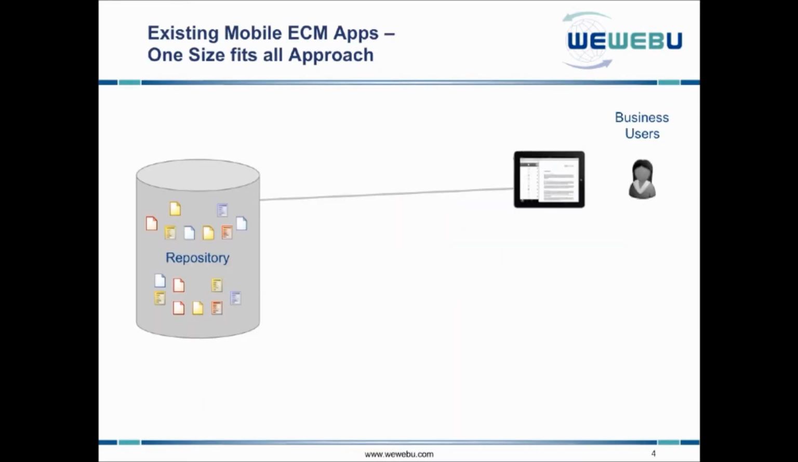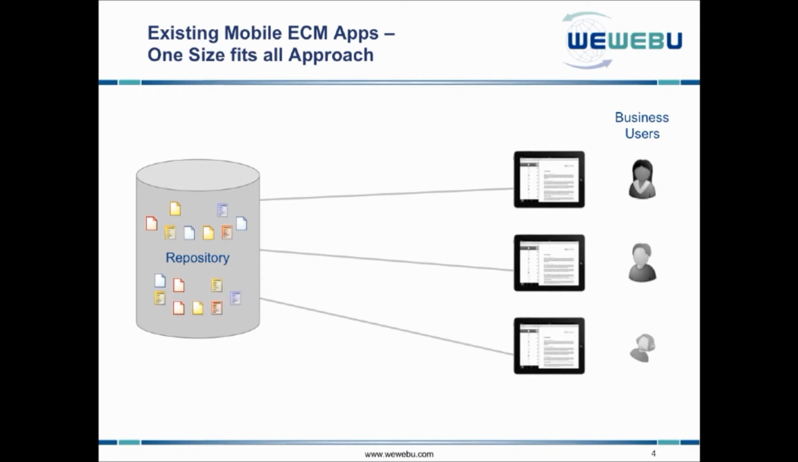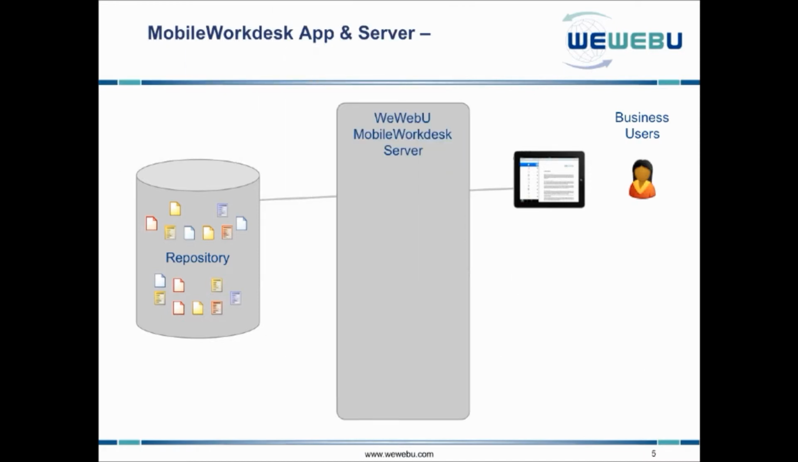Other existing mobile apps provide the same views to all users. So in some cases the users have to browse through several or even thousands of folders in the repository until they can find what they need. Through the MobileWorkdesk server, every user gets exactly what he needs, in his business context, and is provided the appropriate business views. So with MobileWorkdesk server and its powerful server component, everybody, depending on their role, gets a personalized view.